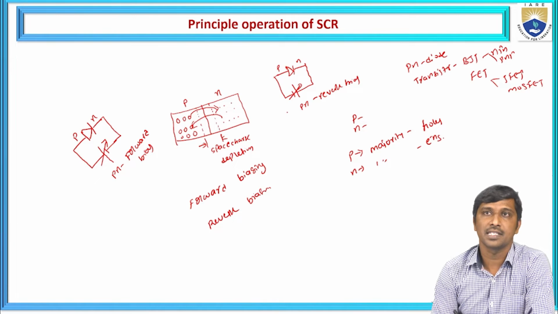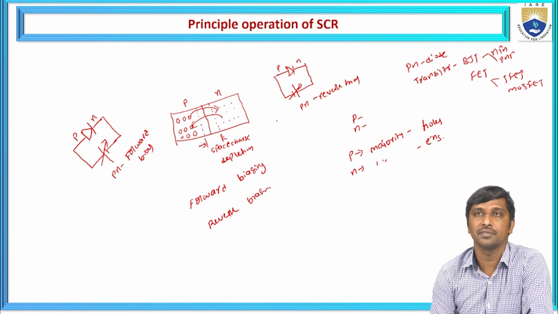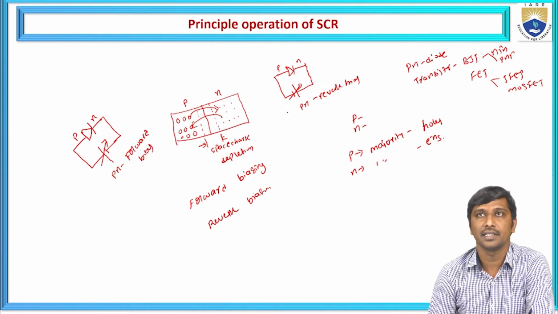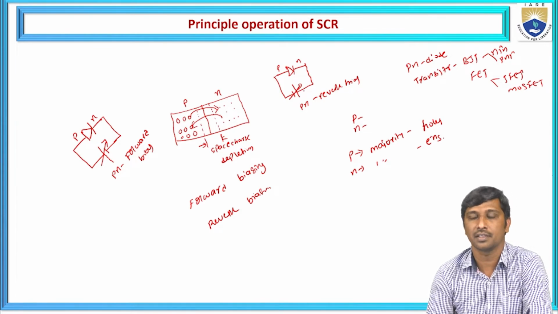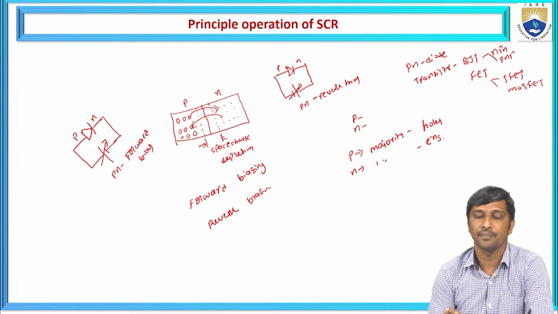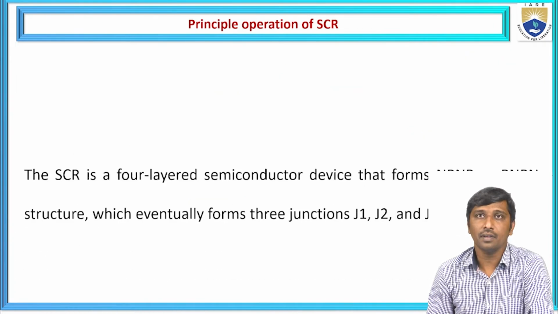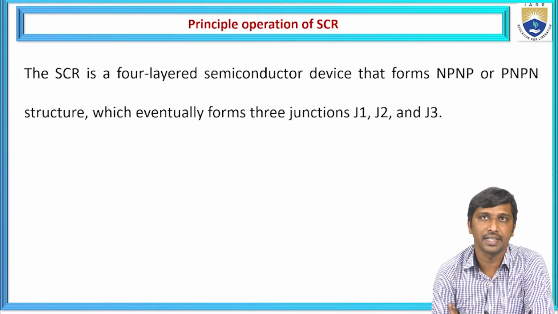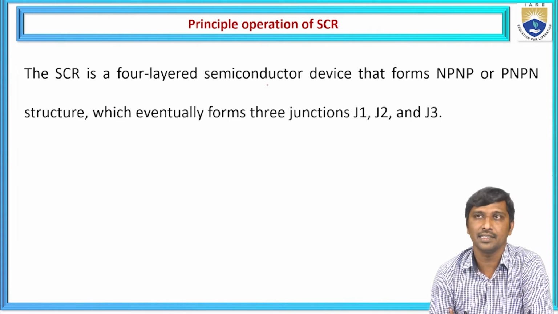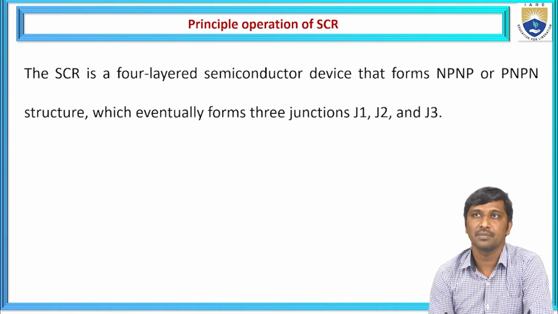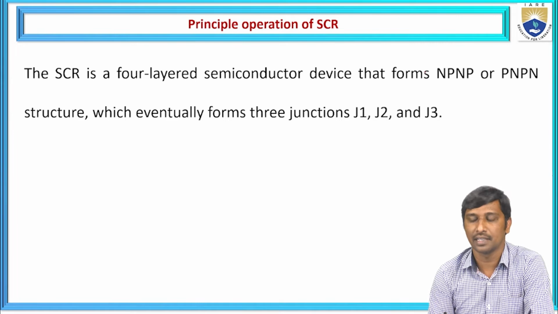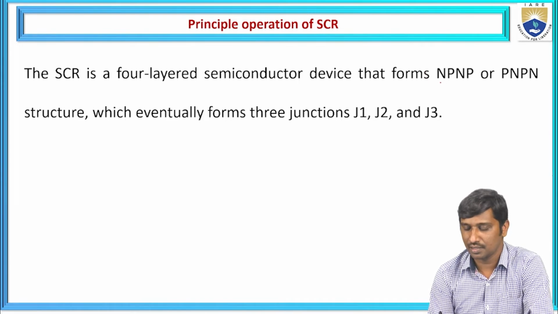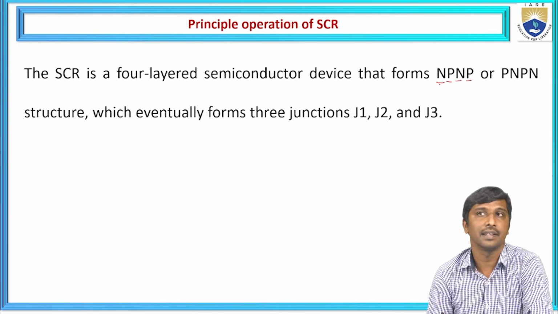Using these principles, the construction and working of the PN junction diode in forward bias and reverse bias, we are now going to identify the operation of the silicon controlled rectifier. The SCR is a four-layered semiconductor device. We have two types of materials, P-type and N-type, so it is formed with alternating N-type and P-type, again N and P-type materials.